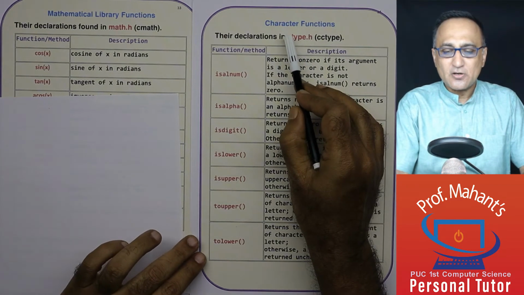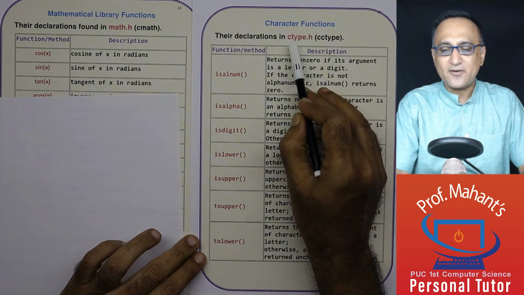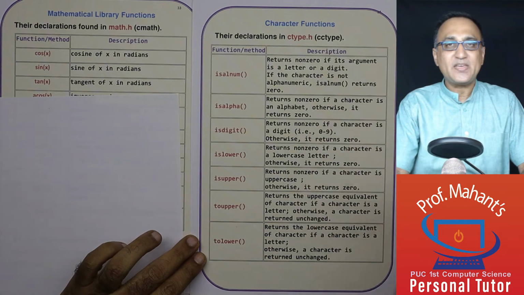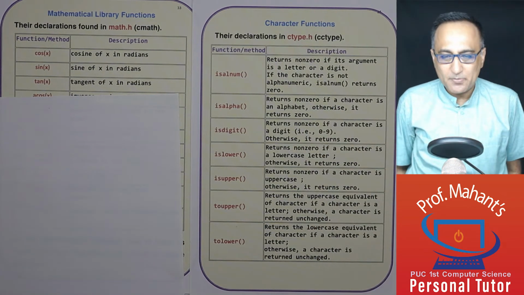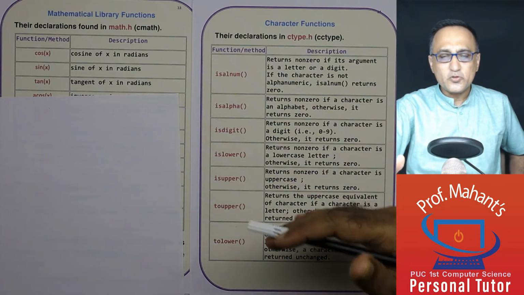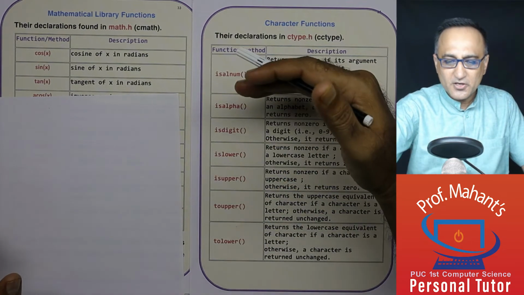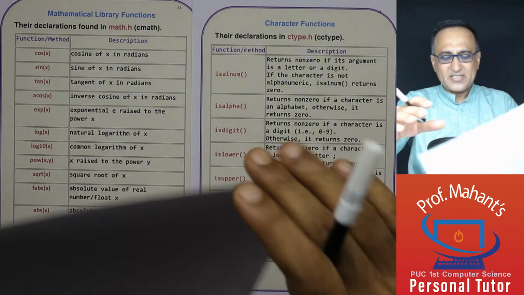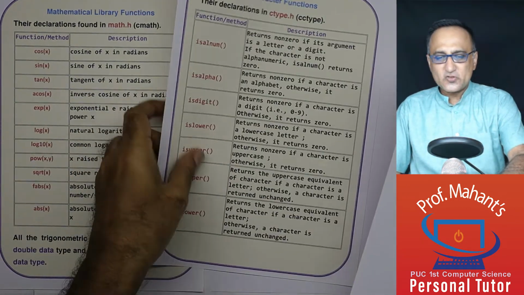So the declaration of all these functions is found in a header file called ctype.h, also called cctype in the standard C++ library. So these are some of the functions which we shall be using over a period of time. These functions act on a single character. All right. Now let's take a look at some of the string functions.